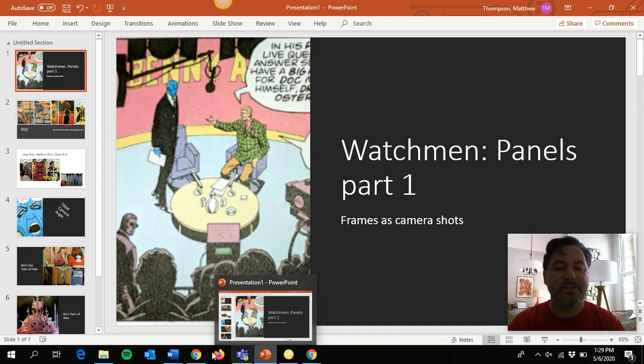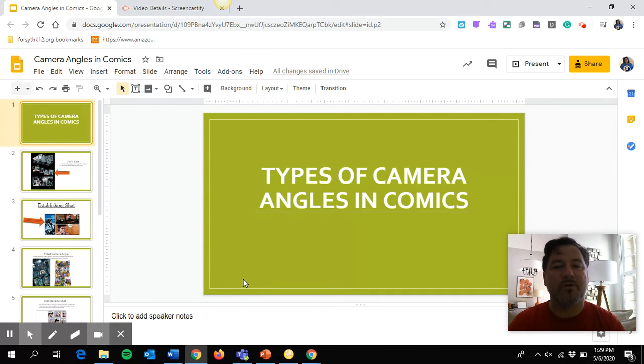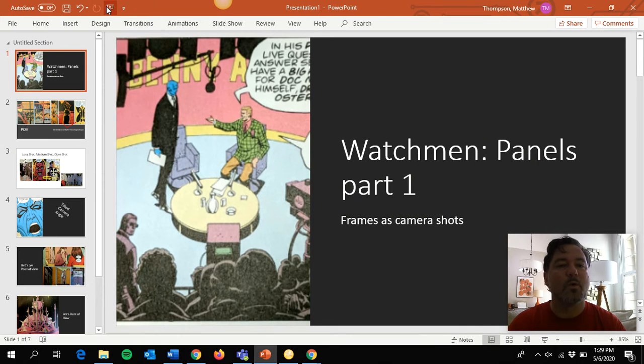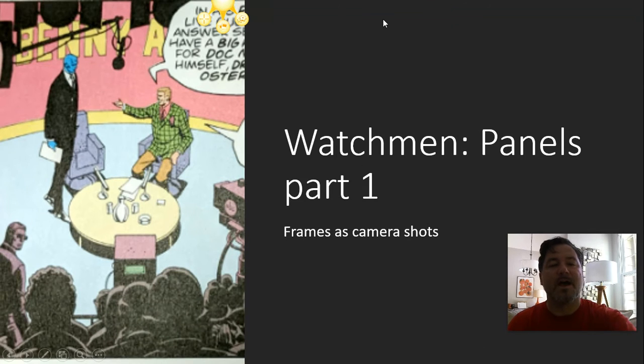I recommend that you first check out my other video that introduces the types of camera angles in comics, because this one is going to focus on how panels and camera angles inform the Watchmen. As I said in the other video, you can see frames and camera angles, and also the lines around portraiture, for example, in paintings, as all having a very similar effect.